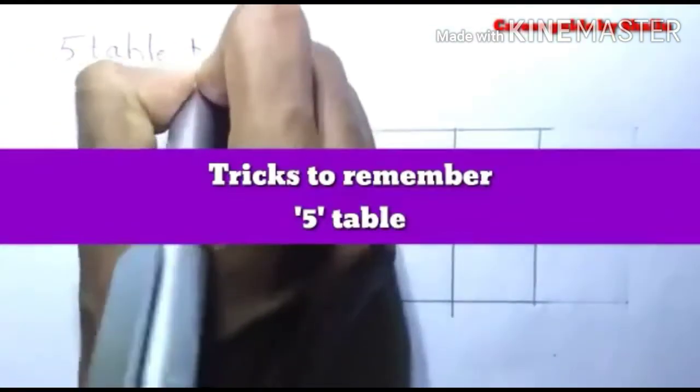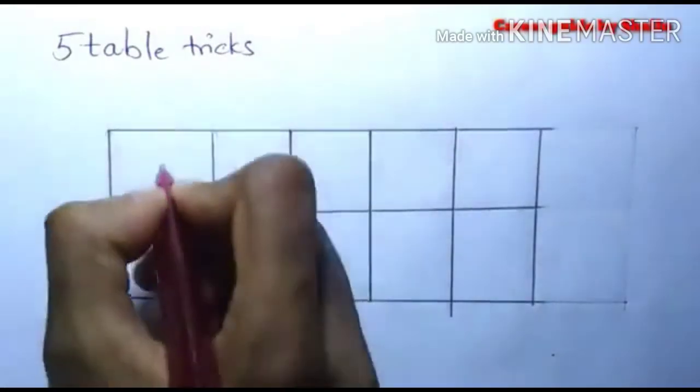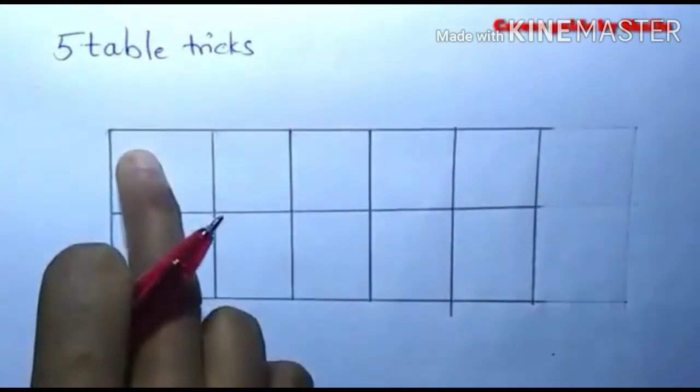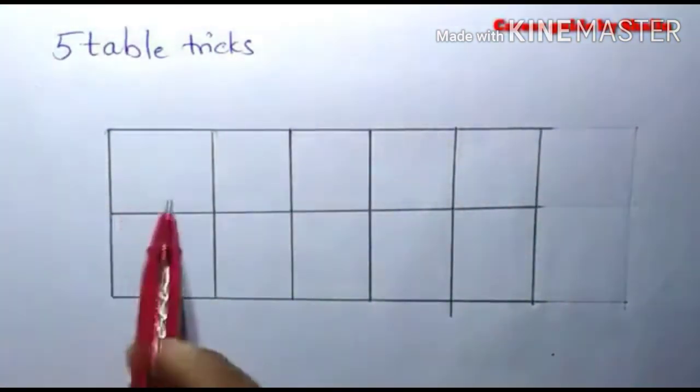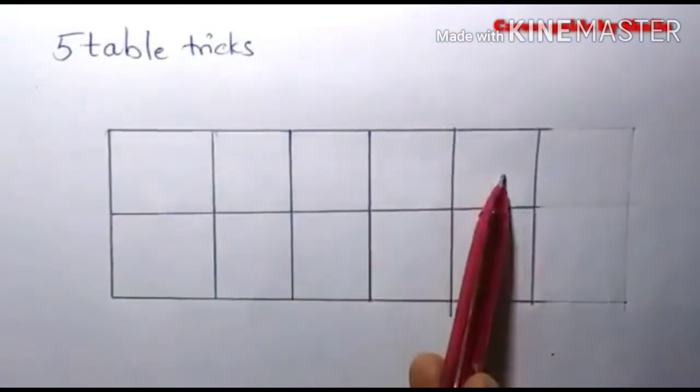In this video I am going to explain 5 table tricks. So till now we have learned 2, 3, 4 and here is our 5 table. So we have to consider 2 rows. This is your first row and this is your second row and 5 columns. 1, 2, 3, 4 and 5.